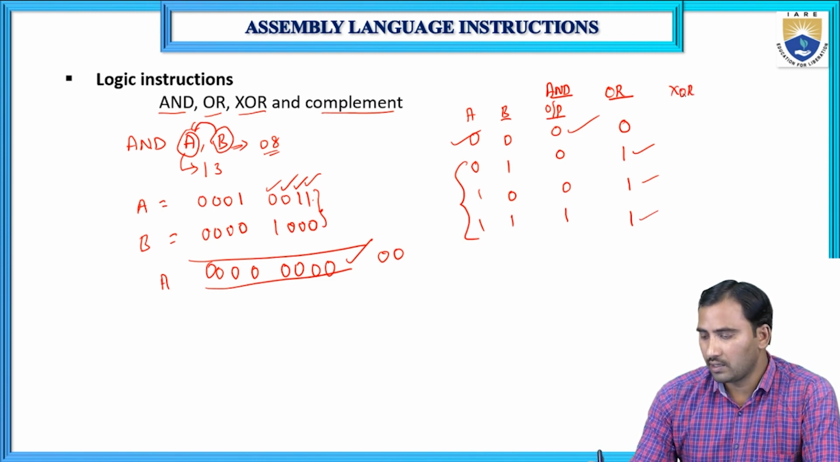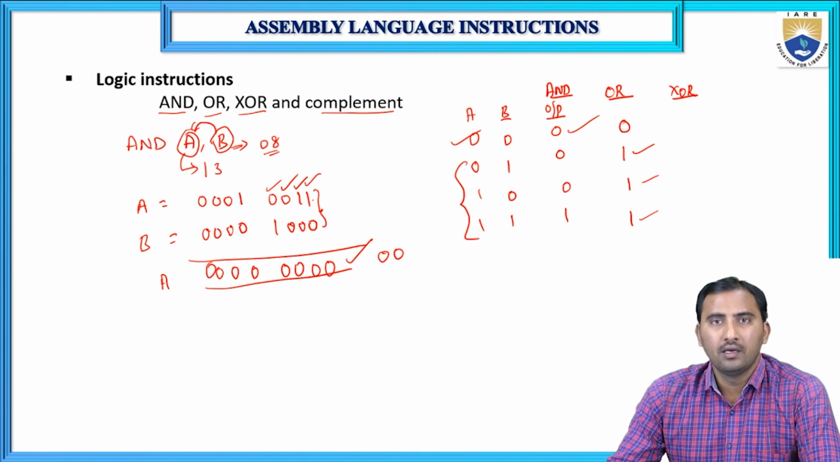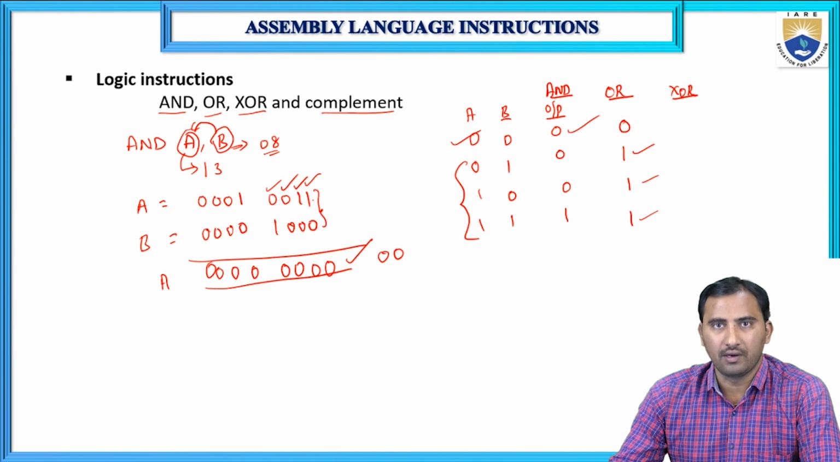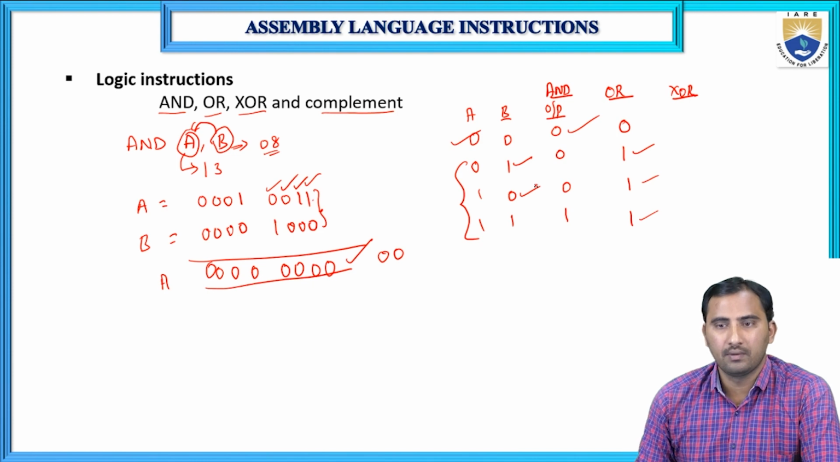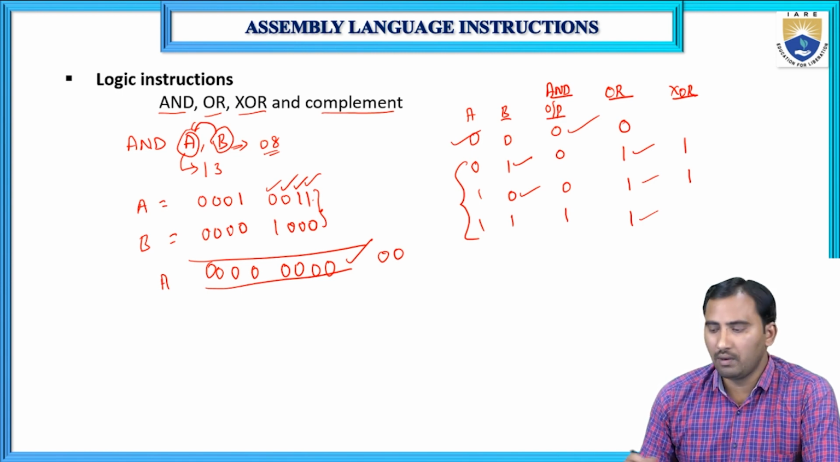Similarly, XOR. In an XOR gate, if the inputs are different, then the output will be logic 1. The second and third input combinations, 01 and 10, are different. For those cases the output will be logic 1, and for the remaining cases, when the inputs have the same value, the output will be 0. So these are the different operations: AND, OR, XOR, and complement. Complement means inverse operation.